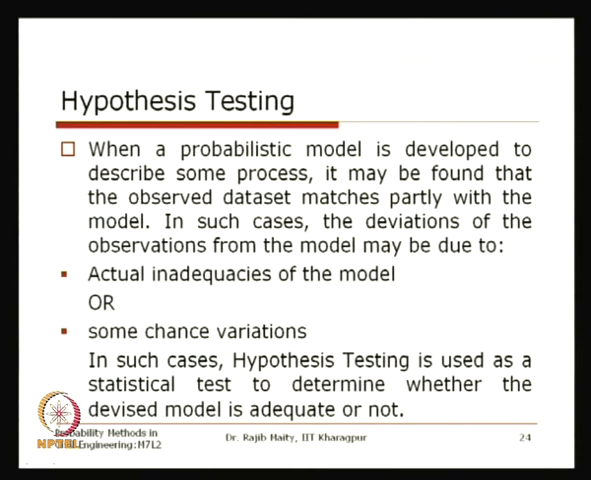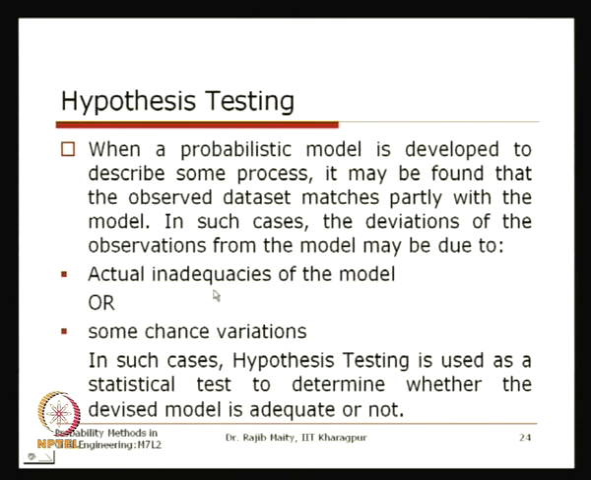So if we express those expressions, then we ask whether that model is exactly matching the data or not. For the probabilistic model which we have developed, it may be found that the observed data set matches only partly with the model. In such cases, the deviations of the observations from the model may be due to two causes: one is the actual inadequacy of the model, or the other is some chance variation. So these two are important.